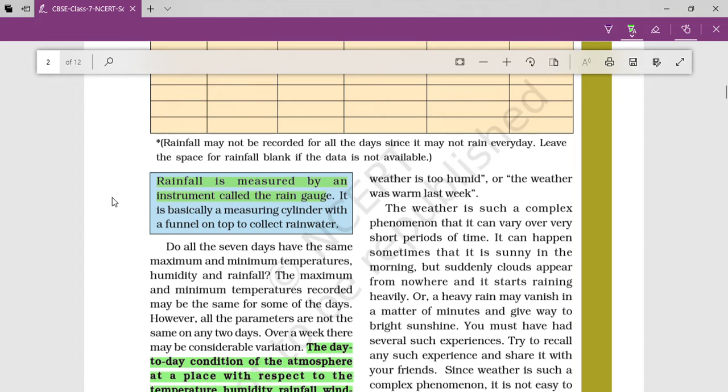Now, rainfall is generally measured by an instrument called the rain gauge, and rainfall is measured in millimeters. So, what is a rain gauge? It is a measuring cylinder with a funnel kept on its top which collects the rainwater. The rainwater collected in the measuring cylinder gives the measure of rainfall.